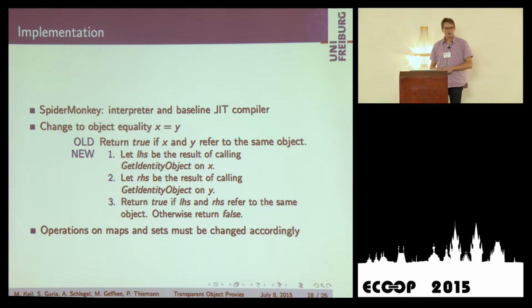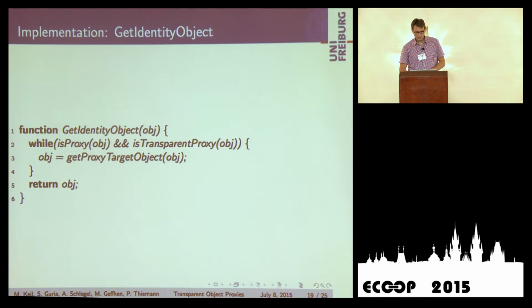As a side remark, in recent versions of JavaScript there are also maps and sets and weak maps. As these also rely on object identity, they also have to be changed accordingly. Where accordingly is not quite trivial to define, but see the paper. So these have to be touched as well.